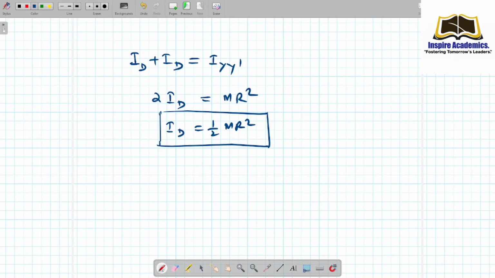Now, can any one of you do the third scenario? Suppose this is your ring, and you take the axis as this. So obviously you are rotating it like this. Can you tell me what will be the new MI?